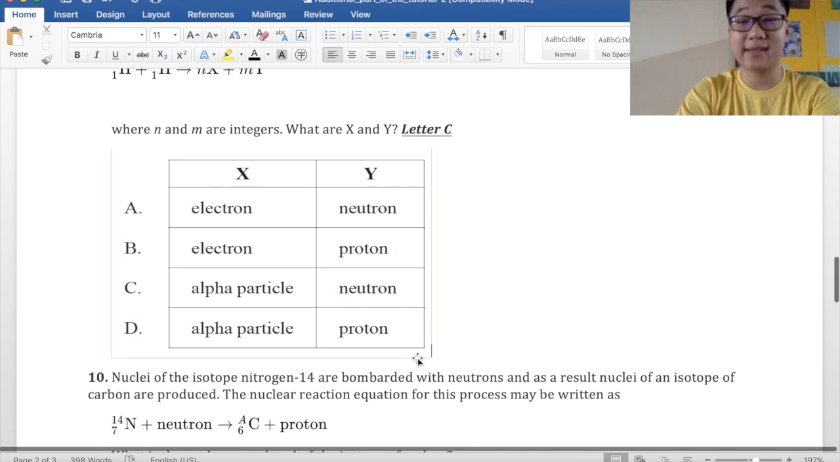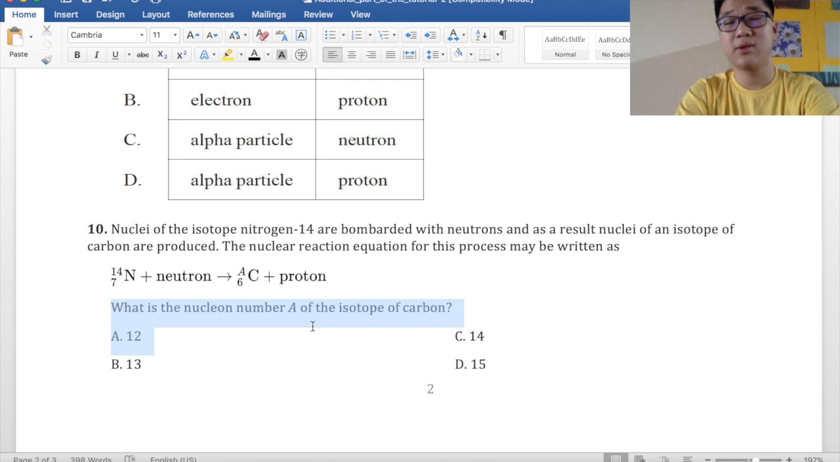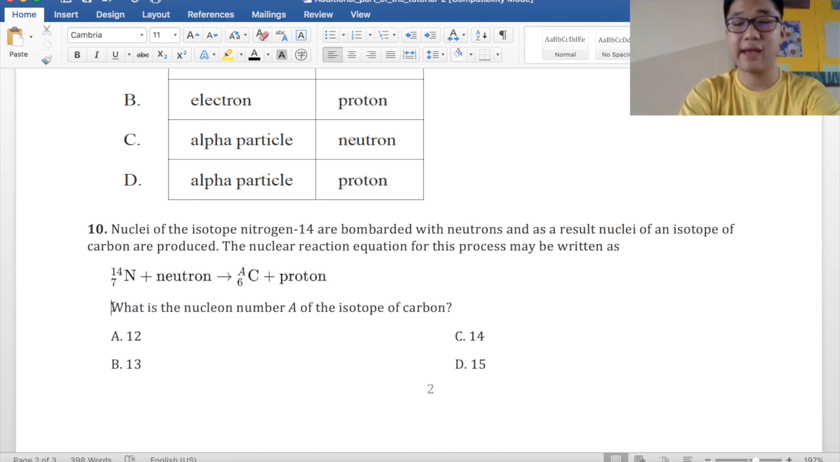So let's go to the last number, number 10. Here, the nuclei of the isotope nitrogen-14 are bombarded with neutrons, and as a result, nuclei of an isotope of carbon are produced. The nuclear reaction equation for this process may be written as 14 over 7 N. You can see it over here. So the question is, what is the nucleon number A of the isotope of carbon?